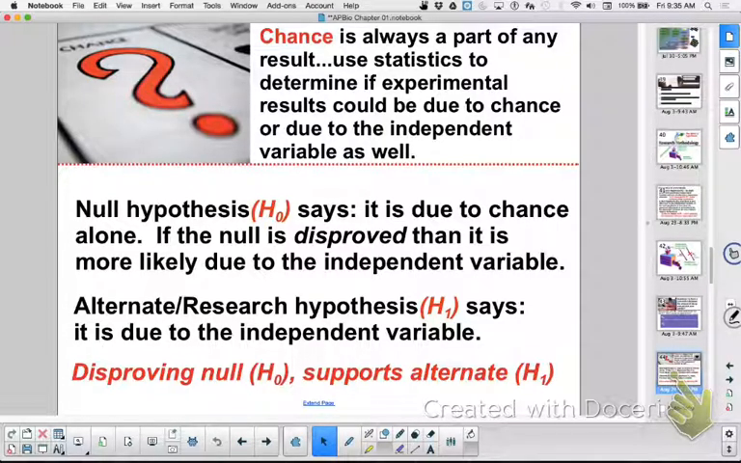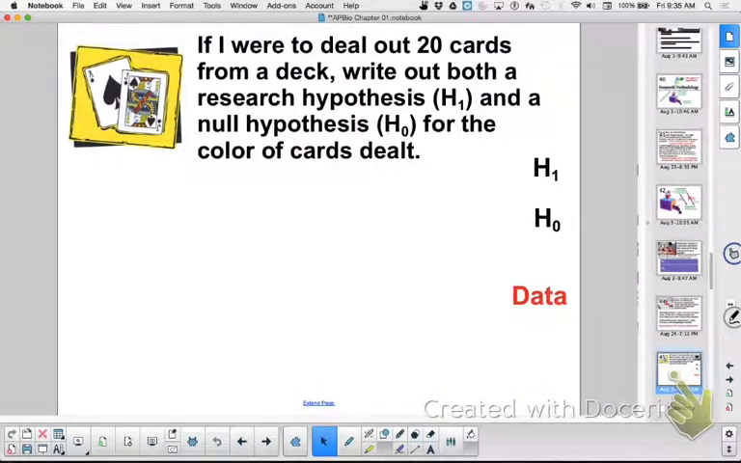The alternate research hypothesis says it is due to the independent variable. Whatever is happening is due to the independent variable. The pizza is drawing them in, okay? So let's take a look at this. If I were to deal out 20 cards, okay? I shuffle, shuffle, shuffle, shuffle. I deal out 20 cards. What would you predict how many I would have of each suit?